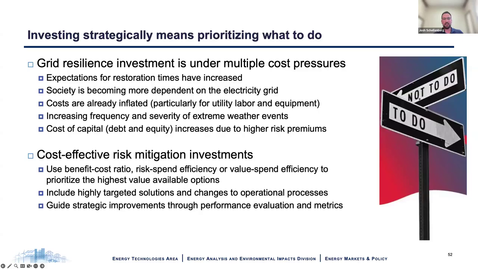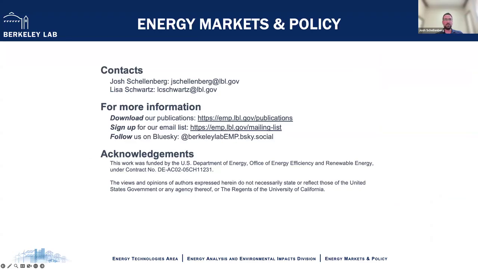And then also having highly targeted solutions and changes to operational processes. So undergrounding might be a good solution, but only in very highly targeted situations, right? And that's where that geospatial analysis comes into play. And then, finally, that cost effectiveness analysis can really guide strategic improvements through performance evaluation and metrics, and just having that ongoing iteration and improvement. And so that is the final note from me.